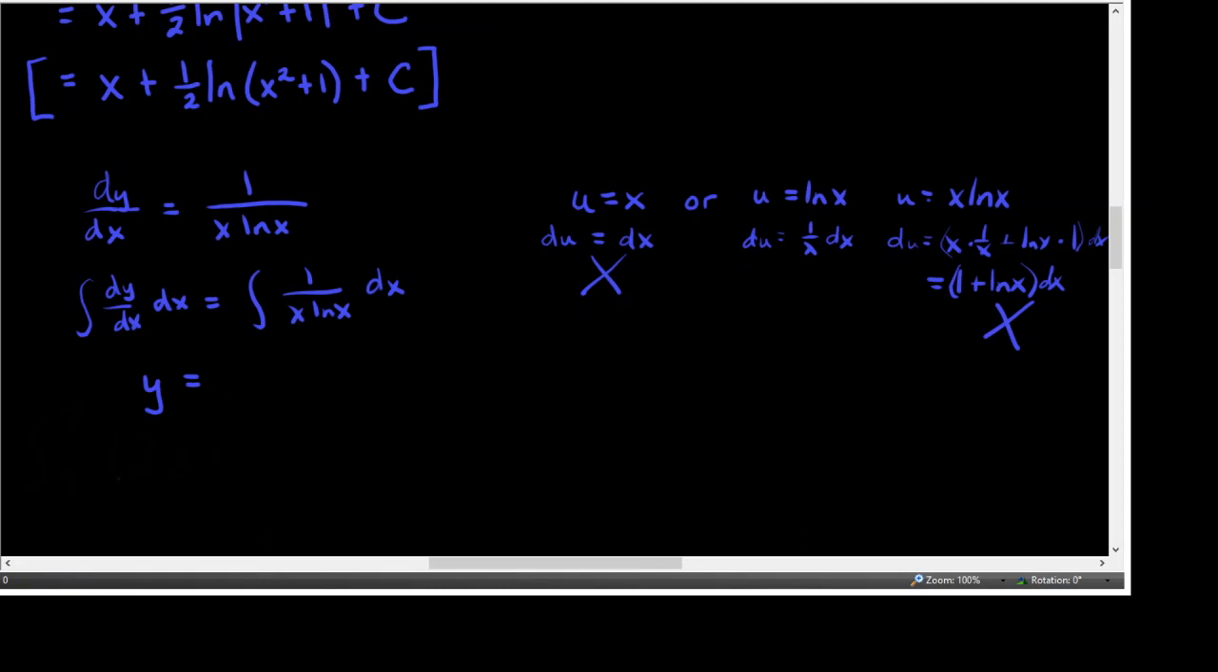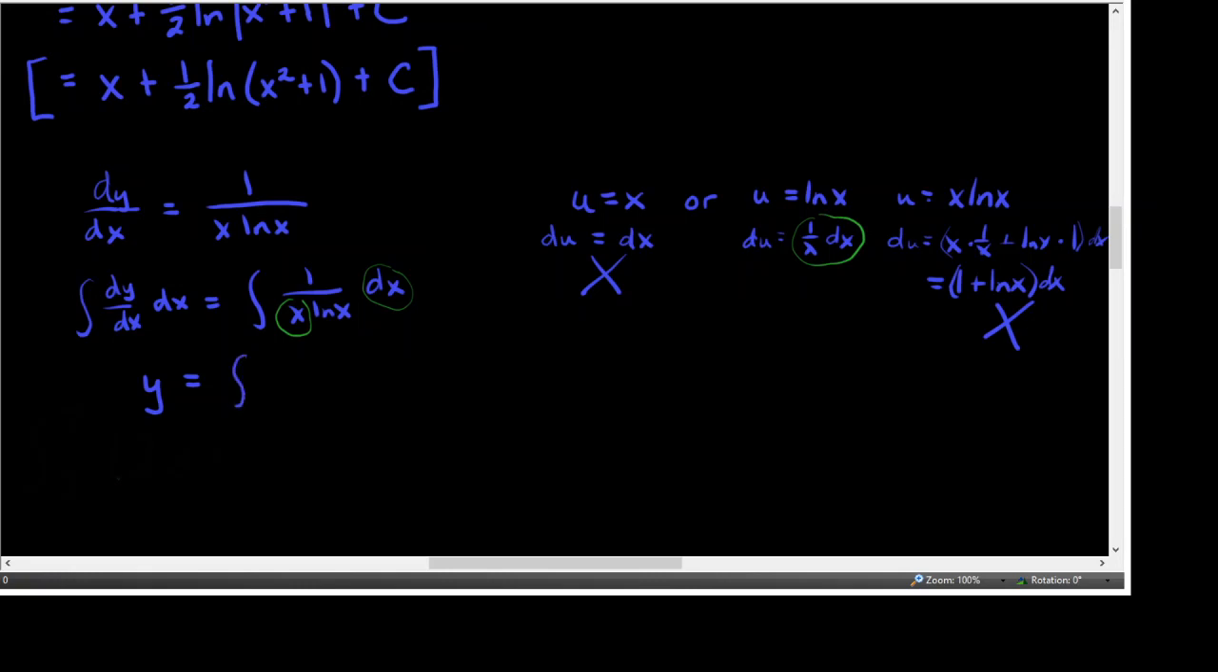If u is ln of x, that means that we have to have, besides that u, an x in the denominator and a dx. Well, that, thank goodness, is exactly what we have here and here. That's this. So the circled stuff is my du.